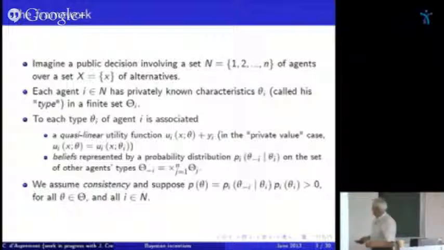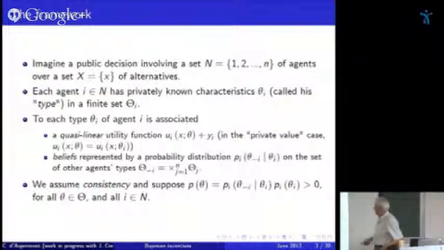That's all I can say on this, but I think it's a new area of applications for this kind of mechanism. So the framework is very simple. We imagine a public decision involving n agents and a set of alternatives, capital X. Each agent has privately known characteristics, theta i, so we are back to the incomplete information model that Eric described. And we suppose that everything is finite. Now, to each type theta i, we associate a quasi-linear utility function. This u_i depends on x and theta, but we will also examine, in some cases, the reduction to the private value case, in which case u_i depends only on theta i. Okay, so that's the private value.